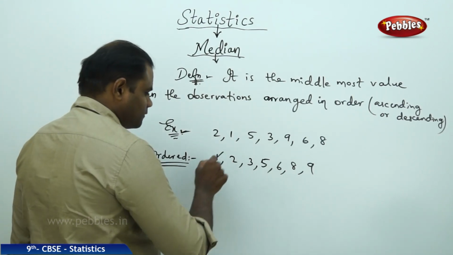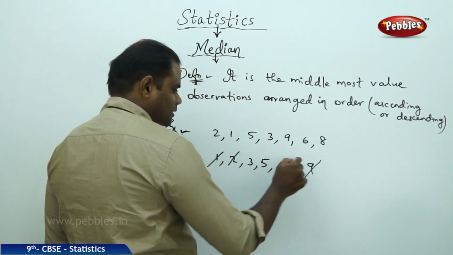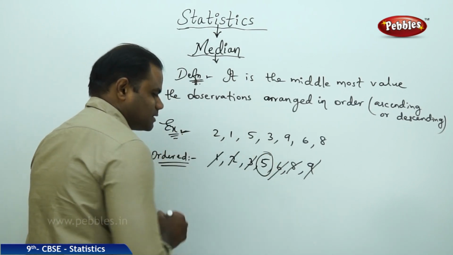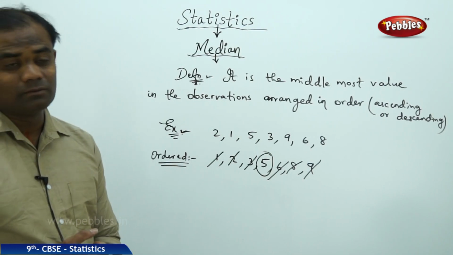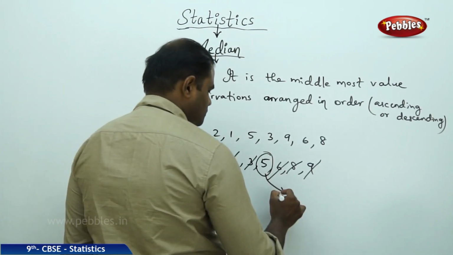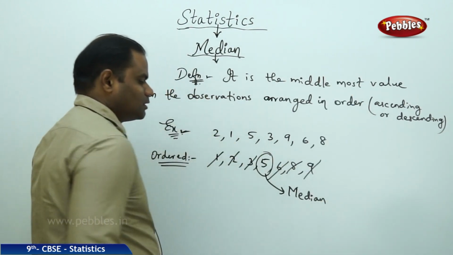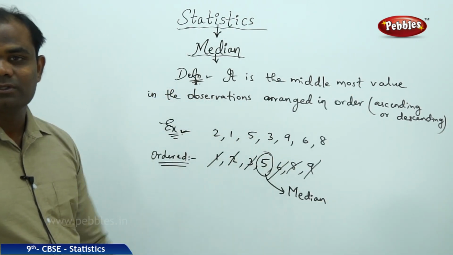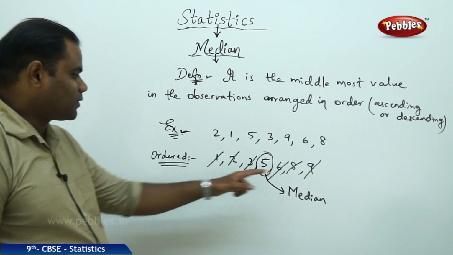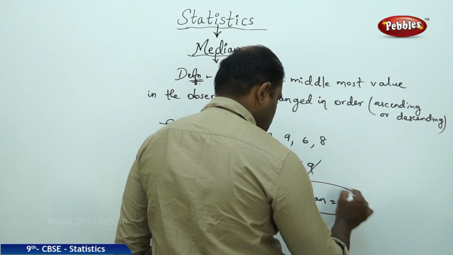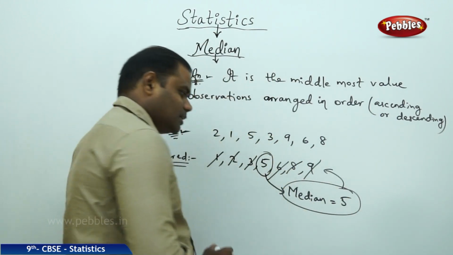I strike the first and the last, the second and the second last, the third and the third last, then finally whatever is left is the middle value. So here, this is the median because it is the middlemost value. When I start striking, the middle value is called the median. So for this problem, the median is 5.